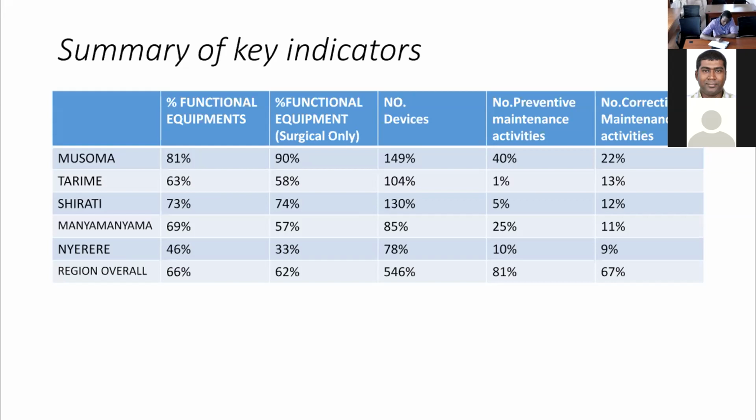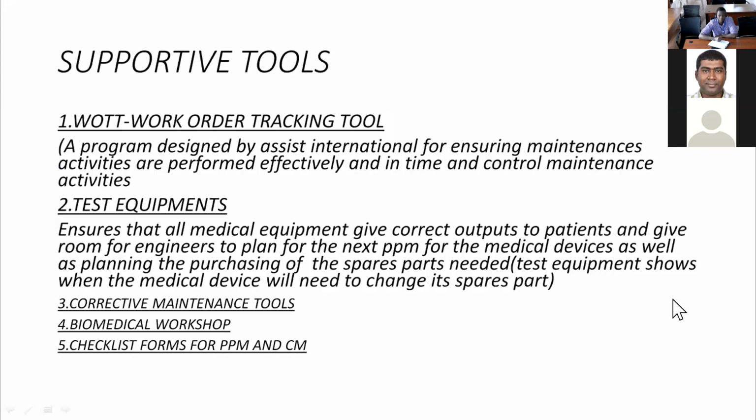So you can see these are the achievements. Before it was not like this. So we have, at least we are going to the 90% which we have planned for the first deliverable. So this is a very big progress for MUSOMA Mara region for the functional equipment. You can go to the next slide.